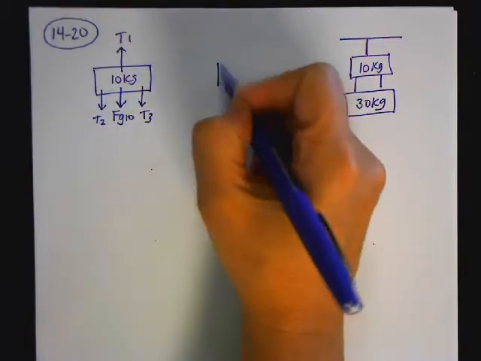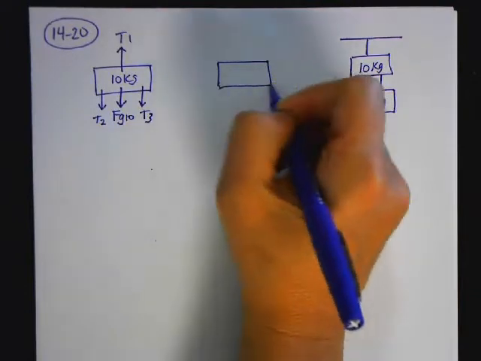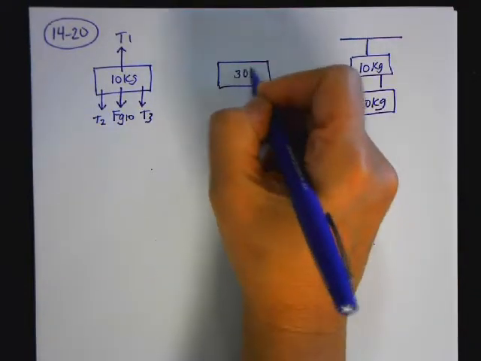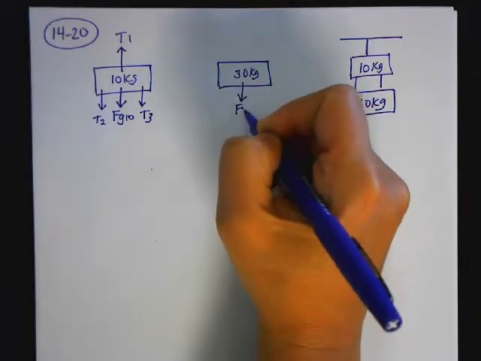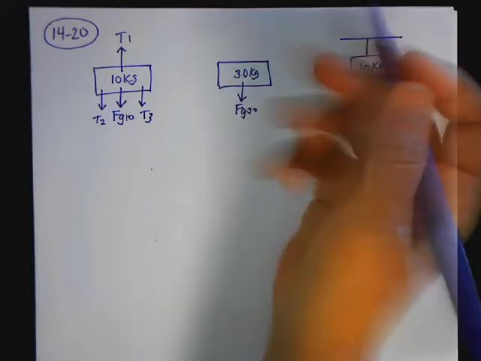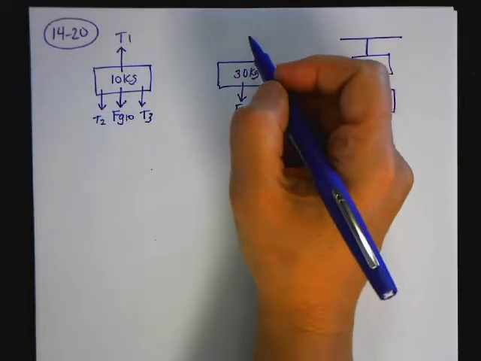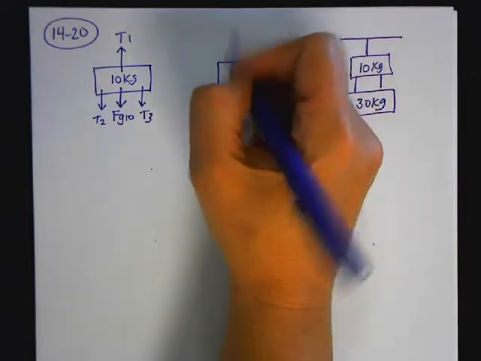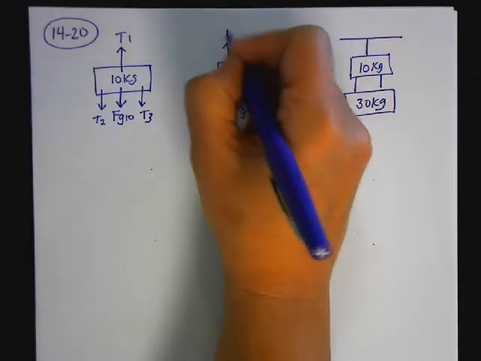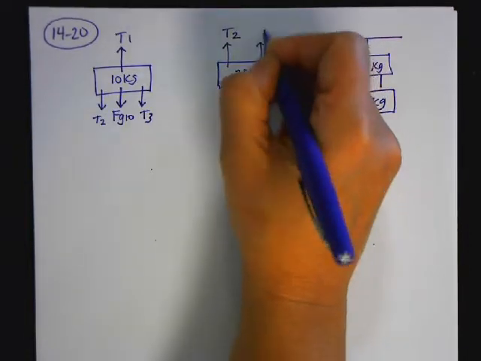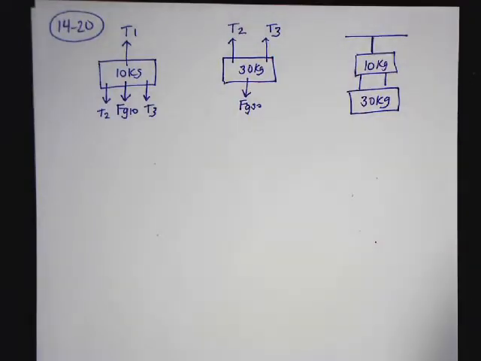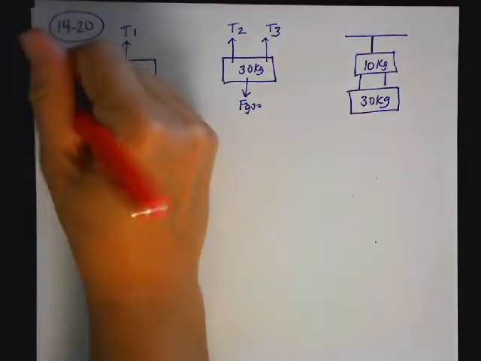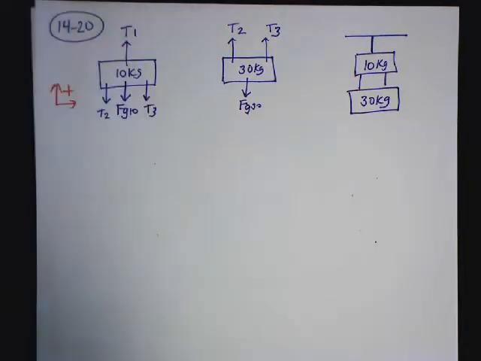Then over here, I have my 30 kilogram mass. And I have the weight of this one, which I'm going to call FG30. So I'm just using that notation. Normally you would call them like M1, M2, F1, whatever. So then this is T2 and this is T3. Before we do anything, before we start summing forces, I have to establish my sign convention. So I'm going to say that up and to the right is positive.